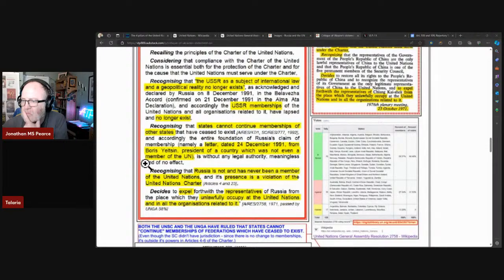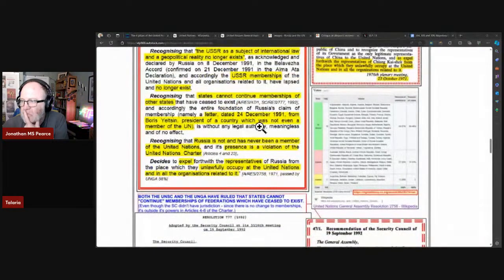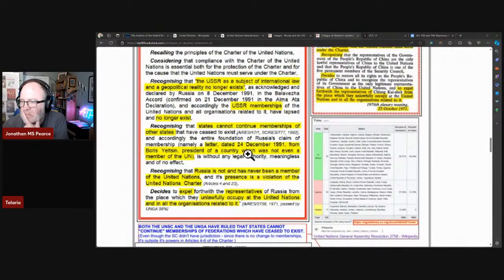So then we're in recognizing that states cannot continue memberships of other states, and I've put the reference to the 2 resolutions. The A is the General Assembly resolution, the SC is the Security Council resolution. And we'll come and read those in a minute. So the entire foundation of Russia's claim of membership, namely a letter dated the 24th of December 1991 from Boris Yeltsin, president of a country which was not even a member of the UN, is without any legal authority, meaningless, and of no effect. We'll have a look at that letter in a minute.